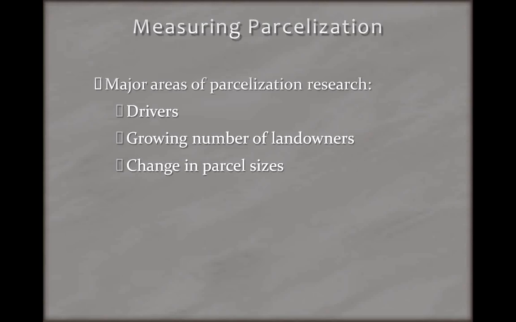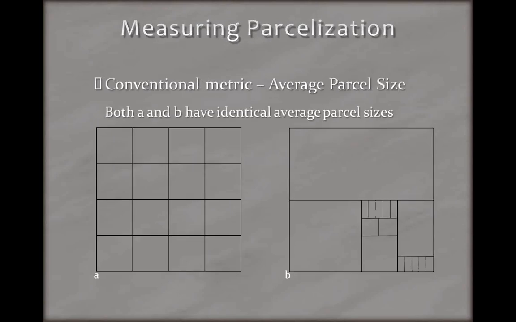How they've done that is essentially they've counted the number of landowners or the number of parcels in an area and documented that over time, or they documented the change in average parcel size. So most of the analysis in parcelization has been non-spatial in nature. And as I alluded to before, parcelization does lead, or is hypothesized to lead, to fragmentation. So the pattern of parcelization does matter, and that's what I want to show and talk about here.